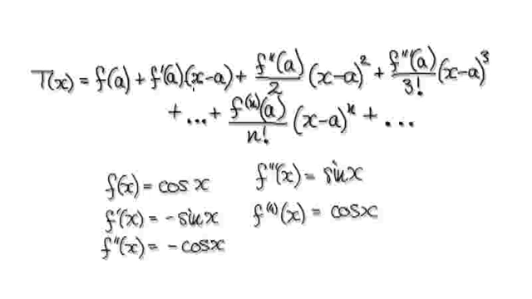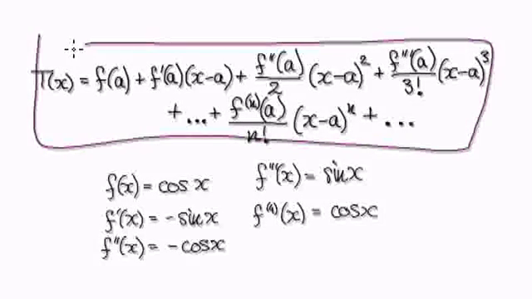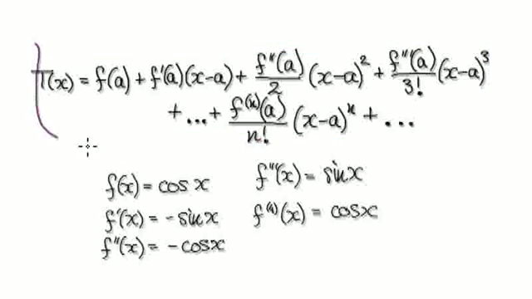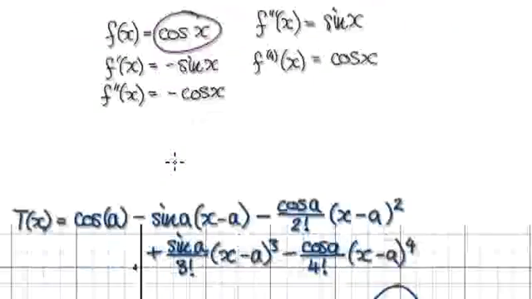Something to remember, at this stage you don't really understand why the Taylor series works. I'm asking you just to accept it for the time being. So using the Taylor series for cos of x, it will then generate this.